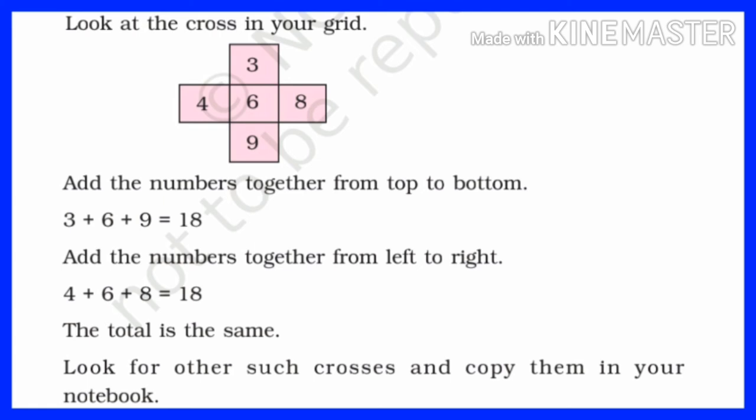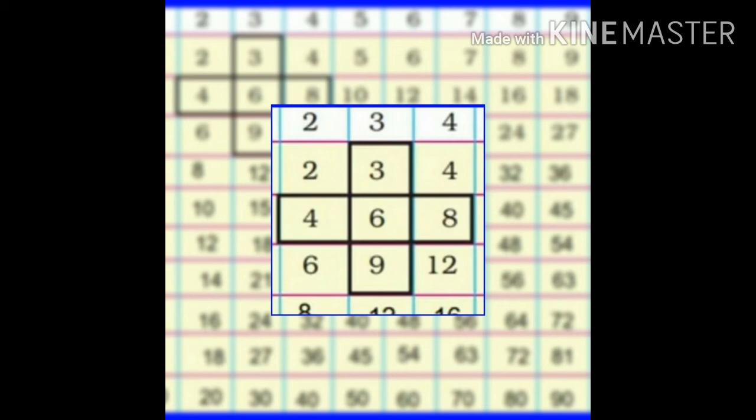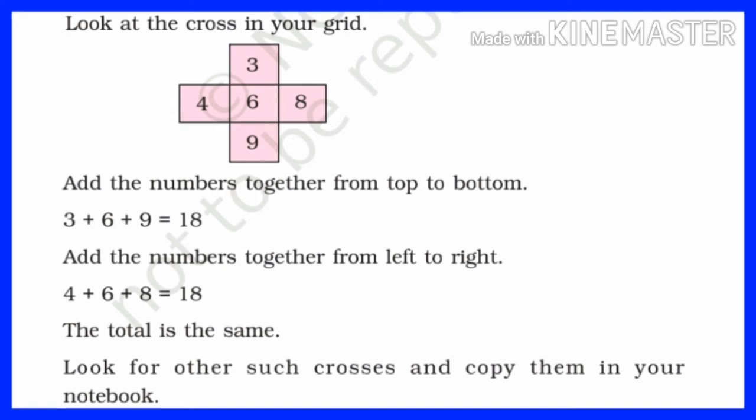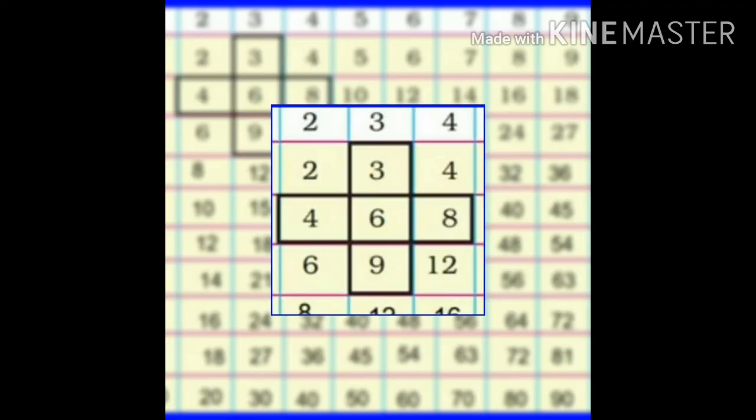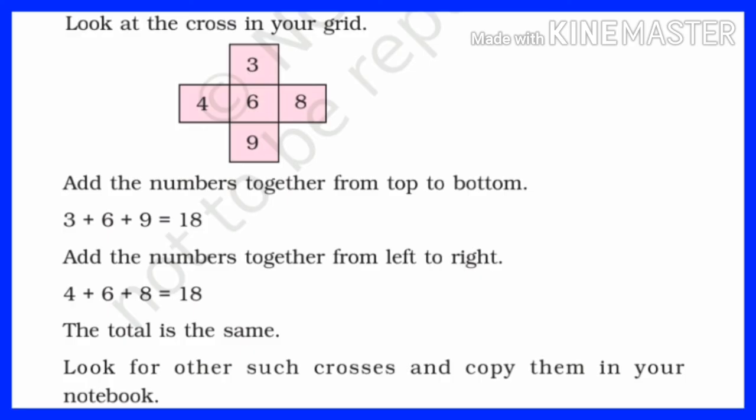Add the numbers together from top to bottom. The numbers from top to bottom are 3, 6 and 9. On adding these three numbers, we will get 18. Now, we will add the numbers together from left to right. On adding the numbers 4, 6 and 8, we will get the answer 18, which is the same as the answer that we got earlier. Similarly, we have to look for other such crosses and find their answers.